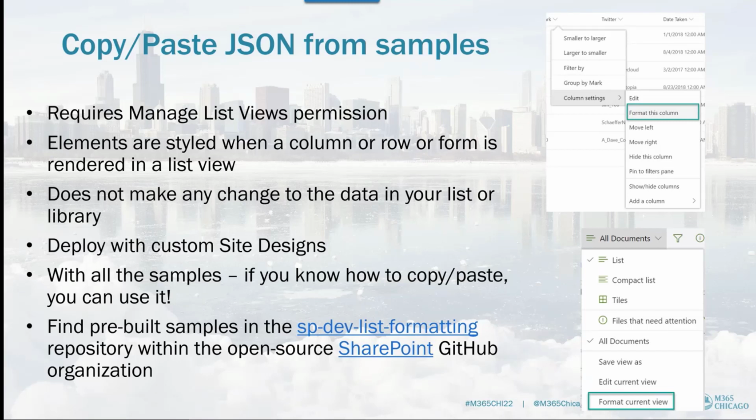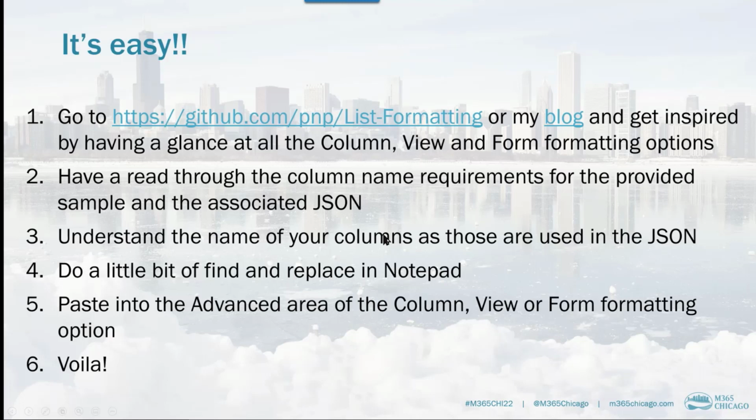You could also deploy with your custom site designs, for you developers who are deploying a whole site based on a template, based on a design. You could attach these column formattings with the JSON underneath it. And with all the samples, if you know how to copy paste, you could use it, right? And this is kind of what I showed you earlier, that GitHub repository. I'm going to show you how easy it is to use this.